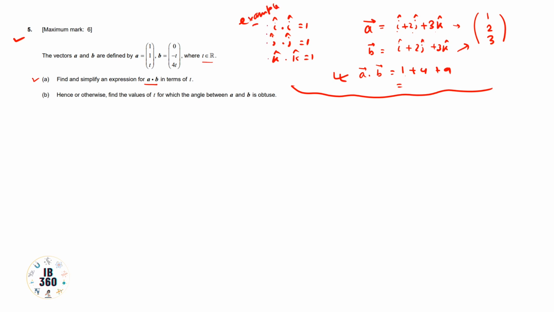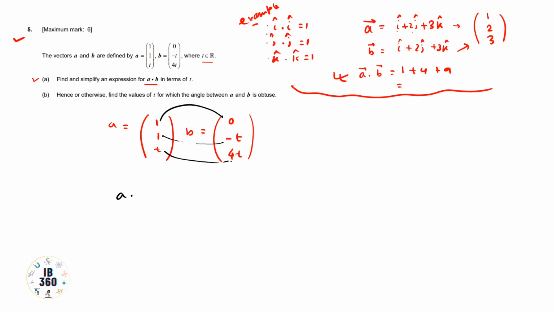Now we will move towards this problem. So A is given as 1, 1, t, and B is given as 0, minus t, and 4t. So we just need to multiply this with this, 1 with minus t and t with 4t.